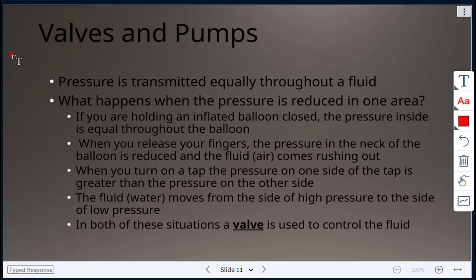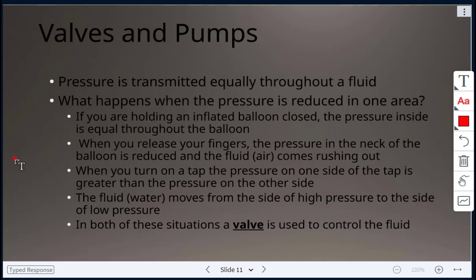Valves and pumps. So pressure is transmitted equally throughout a fluid, but what will happen if the pressure gets reduced in one area? So think about if you're holding an inflated balloon closed, the pressure inside is equal throughout the balloon. But when you release your fingers, the pressure in the neck of the balloon gets reduced and the air will come rushing out.